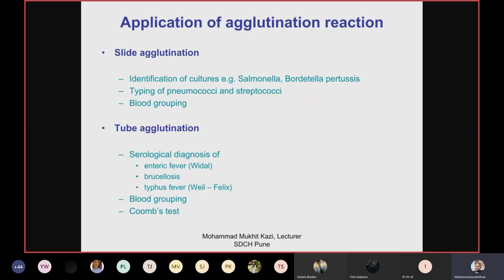Now, what are the tube agglutination tests? These are very important serological reactions which we will be performing in the laboratory. For serological diagnosis of enteric fever, the test is the Vidal test. For brucellosis, the test is the Brucella test. For typhus fever, which is caused by rickettsia, the test is the Weil-Felix test. So for typhoid or enteric fever, it is the Vidal test; for brucellosis, the Brucella test; and for typhus fever, the Weil-Felix test. Of course, blood grouping can also be done with the slide as well as the tube, and Coombs test is also an example of the tube agglutination test.